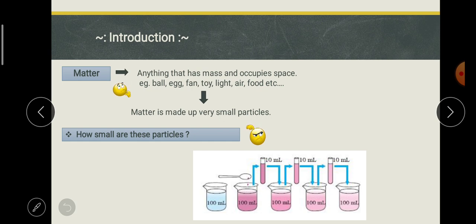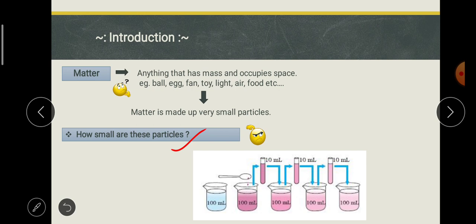And how is this matter formed? Matter is made up of very small and fine particles. Now the question arises, how small are these particles? We'll perform an activity for this.